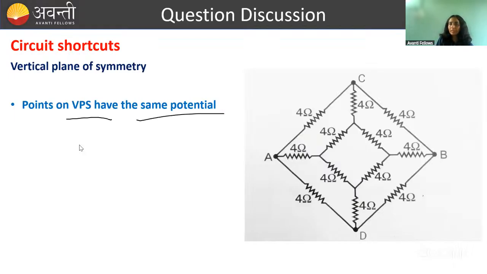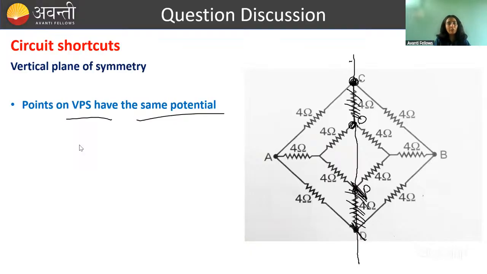Points on the VPS have the same potential. So what was the VPS? Our VPS was this. Whatever point is lying on the VPS will carry the same potential, meaning this point lying on the VPS, this point, this one, this one. So C is going to have the same potential as O, and O the same potential as P, and P the same potential as T. So across this the potential difference will be zero, so no current will flow through this. Across this the potential difference will be zero, and hence no current will flow through this, because when there is no potential difference, there won't be current.